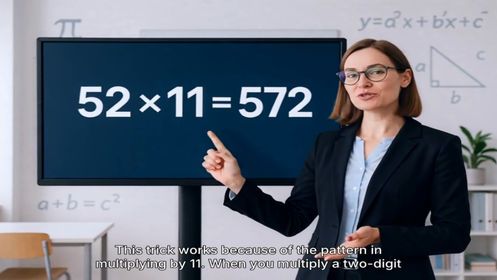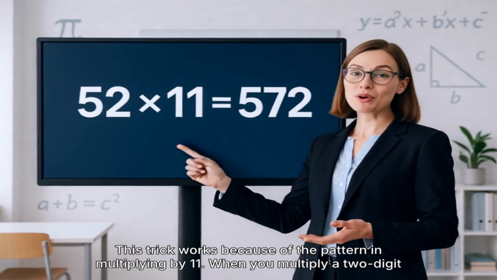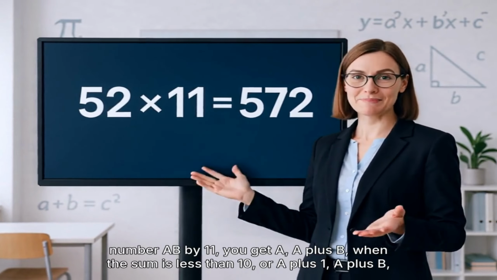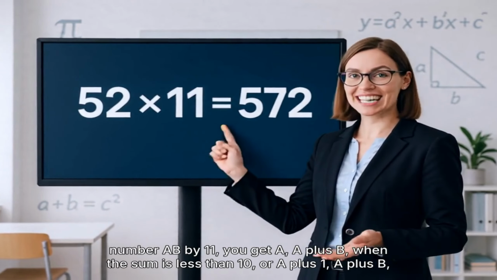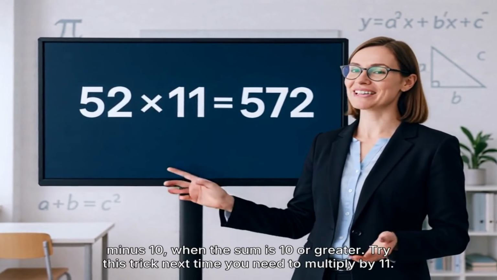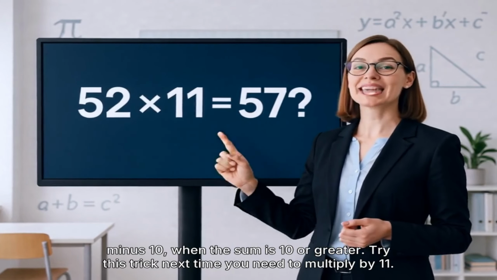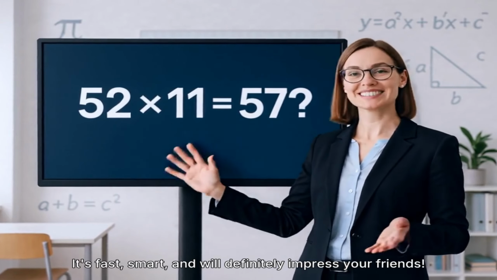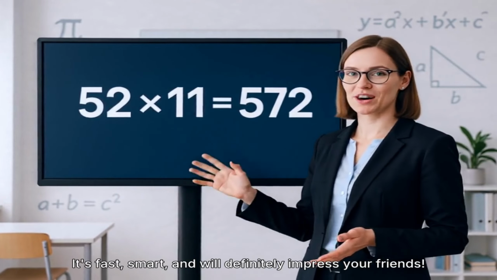Perfect. This trick works because of the pattern in multiplying by 11. When you multiply a two-digit number AB by 11, you get A, A plus B, B when the sum is less than 10, or A plus 1, A plus B minus 10, B when the sum is 10 or greater. Try this trick next time you need to multiply by 11. It's fast, smart, and will definitely impress your friends.